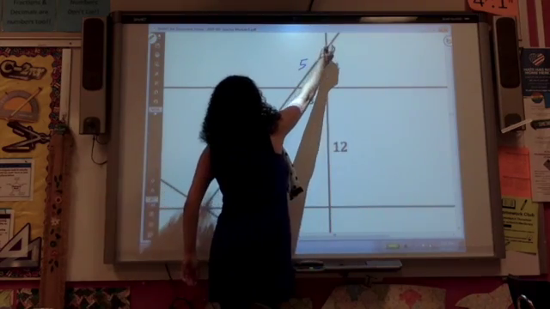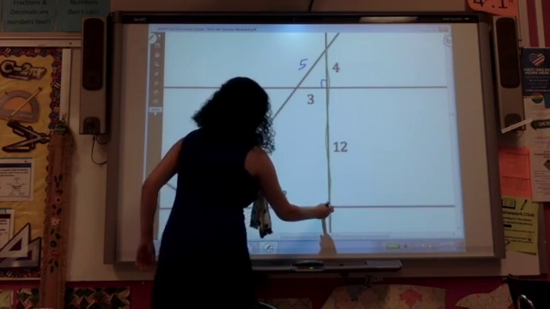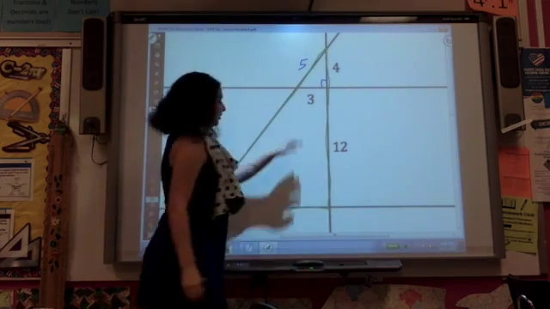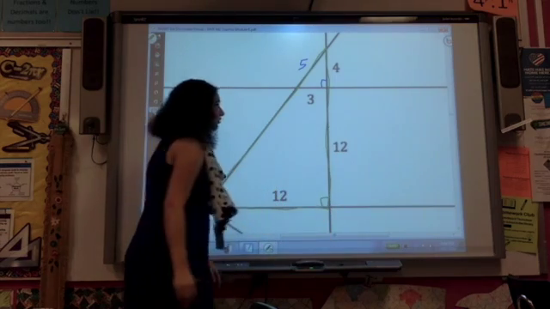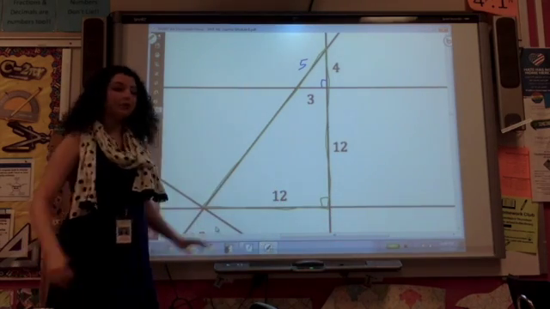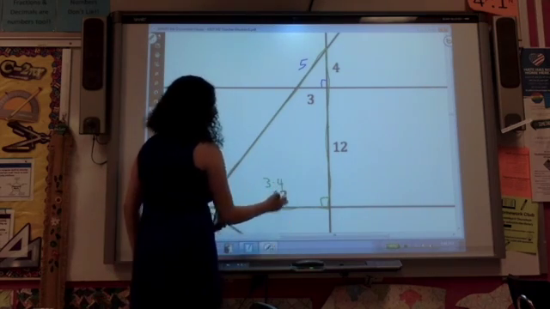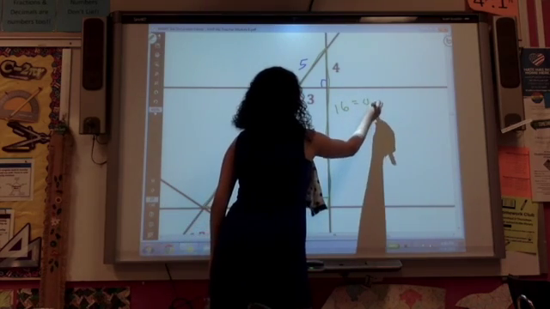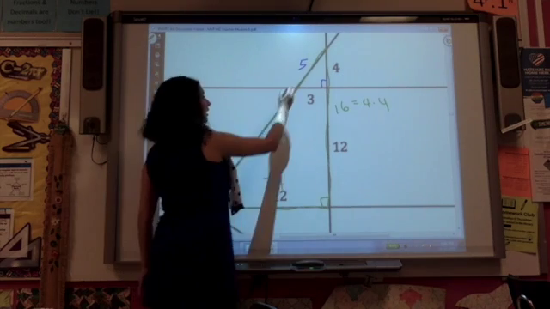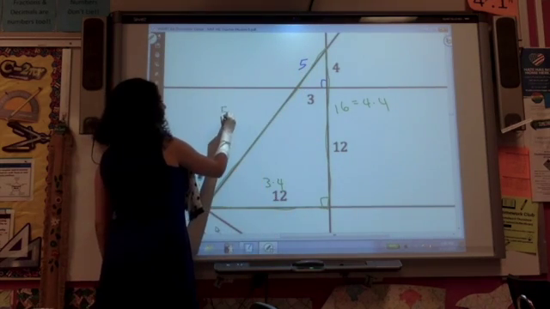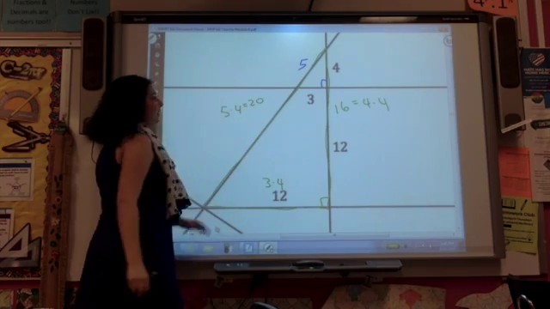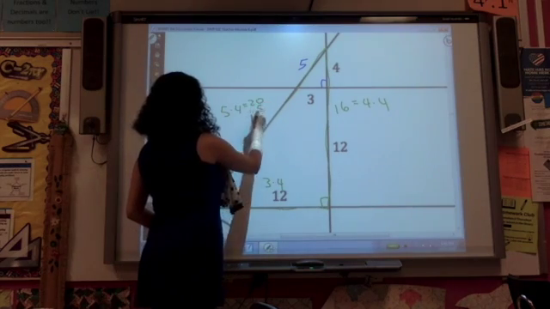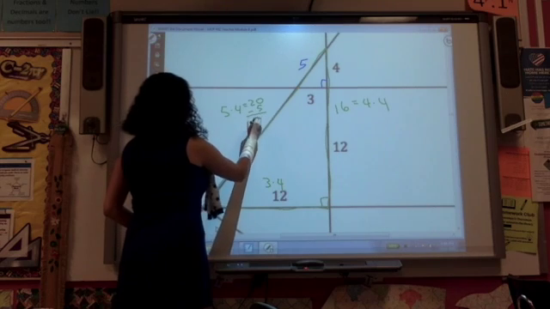Next, I'm going to look at this green part. So because of corresponding angles, I can say that this is also a right triangle. I note that 12 is equivalent to 3 times 4. 4 plus 12 equals 16, which is equal to 4 times 4. So I know that this entire hypotenuse is going to be 5 times 4, which equals 20. But I already have 5 right here, so I need to subtract 5 to get 15.